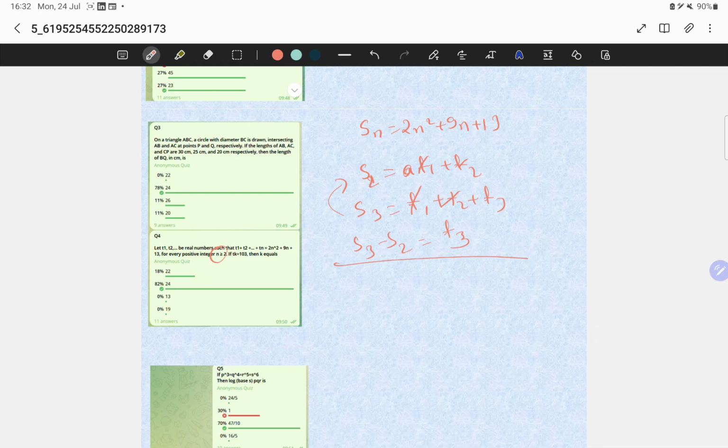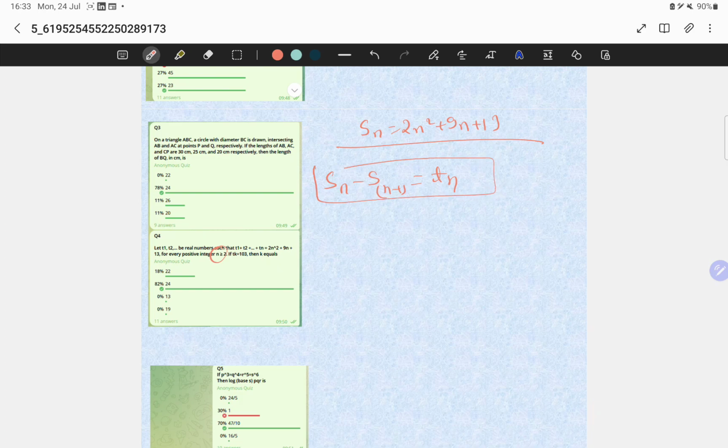Similarly, if we take S4, we'll get T3 and T4 extra. If we subtract, we get S4 minus S3 equals T4. So we can generalize this: Sn minus S(n minus 1) is nothing but Tn. This is how we generalize this.